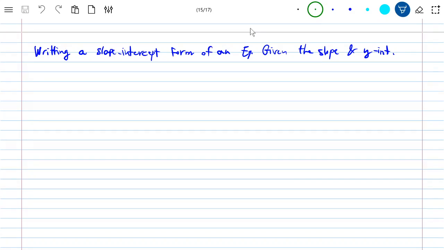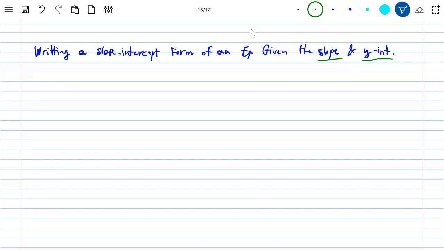Let's continue on the topic of linear equations in two variables. Last time we discussed graphing. Today we're going to talk about, given certain information, can we write the equation of a line? First case is if you're given the slope and the y-intercept.